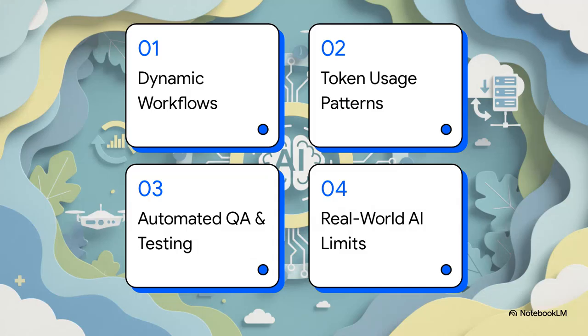Here's our roadmap for this deep dive. First, the dynamic workflow engine. Second, analyzing token usage patterns. Third, automated QA and reliability. And finally, real-world AI performance.